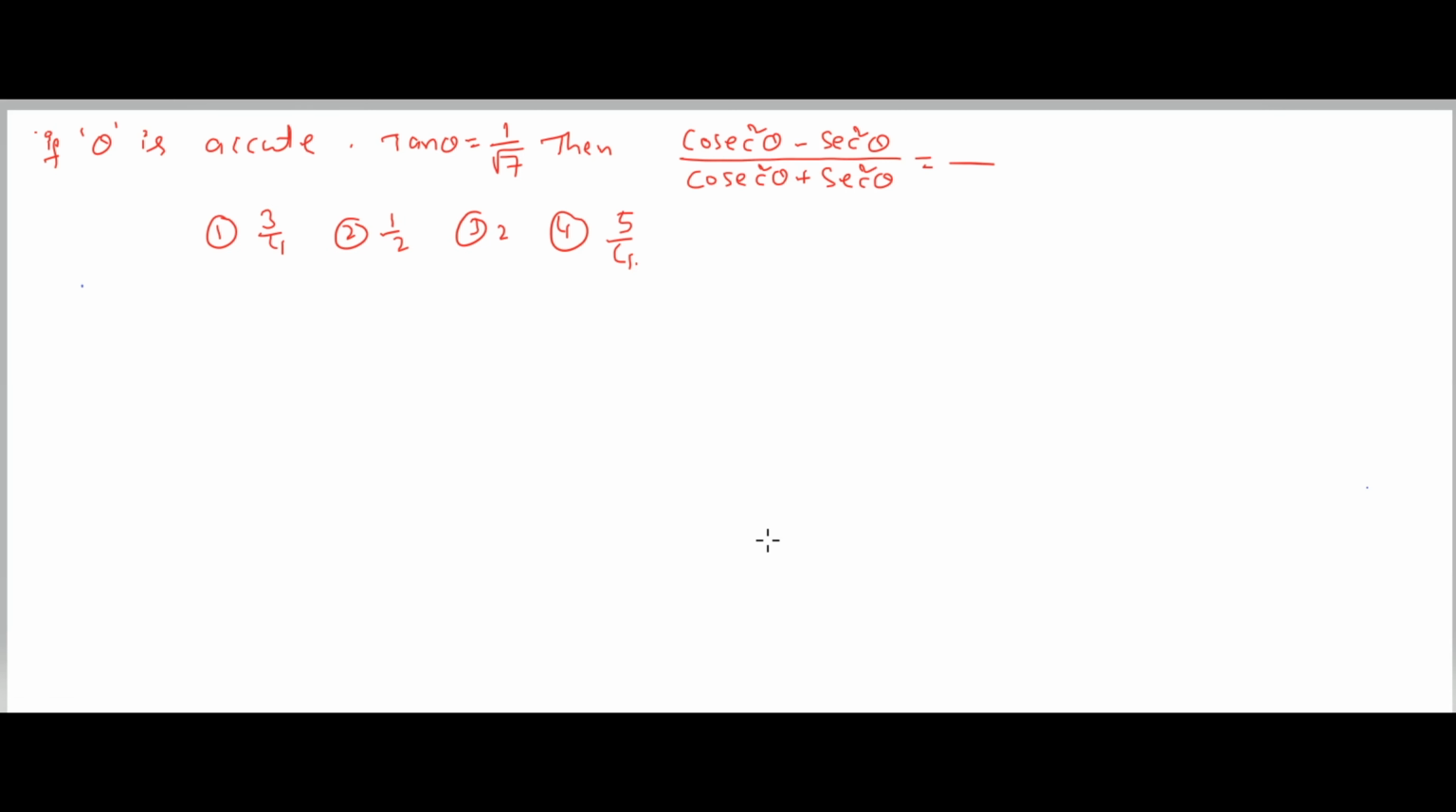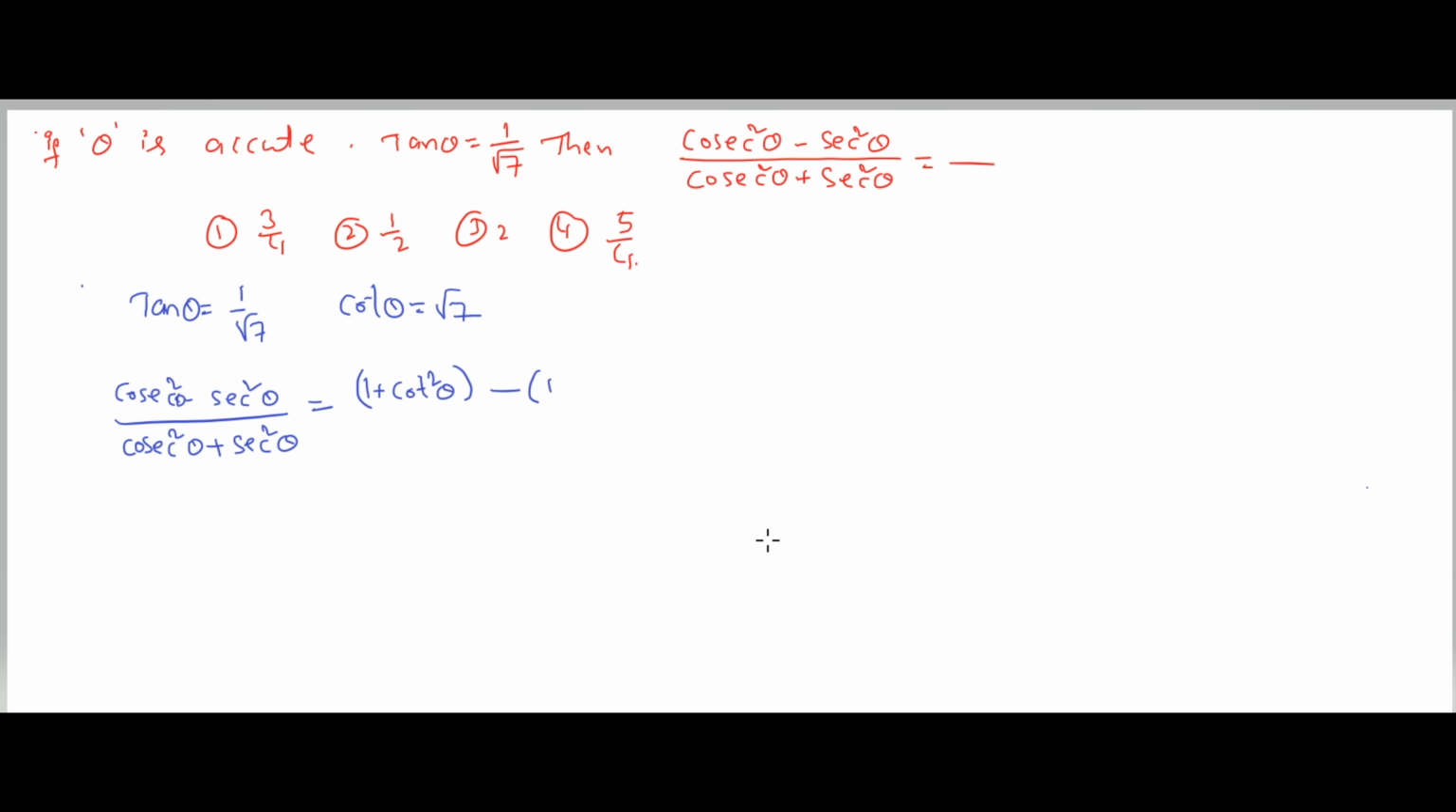If theta is an acute angle, then tan theta is equal to 1 by root 7. Then (cosec²θ − sec²θ)/(cosec²θ + sec²θ) is equal to dash. Here it is given theta is an acute angle and tan theta is equal to 1 by root 7. From this equation, cot theta is equal to root 7. So (cosec²θ − sec²θ)/(cosec²θ + sec²θ) is equal to, the value of cosec²θ is 1 plus cot²θ.